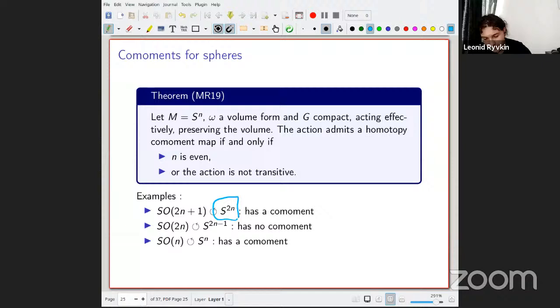And S^(2n-1) does not. On the other hand, for non-transitive actions, for example SO(n) acting on S^n, where we have, for example, fixed points, we always have a co-moment.